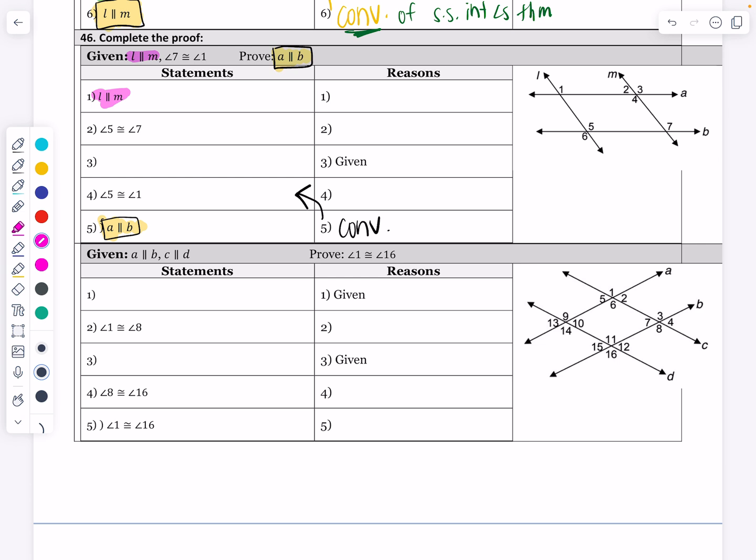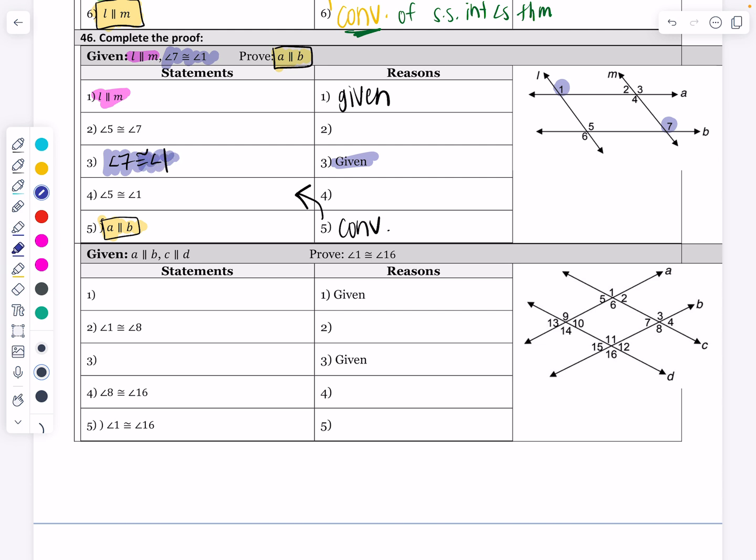L is parallel to M is a given. Those are some free points. What else is given? We're also given that 7 and 1 are congruent. So find that in the proof. Ooh, they give it to us right here. So angle 7 is congruent to angle 1. I immediately know what to write there without even thinking too hard about it. That is a given, okay? And so 7 and 1 are congruent. They tell us that from the beginning.